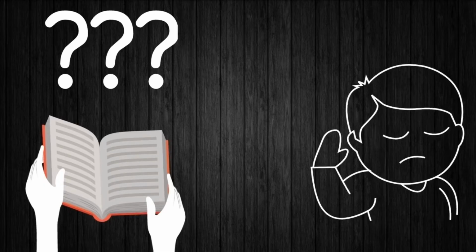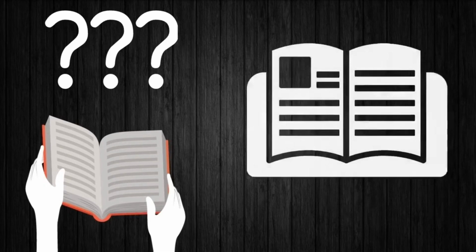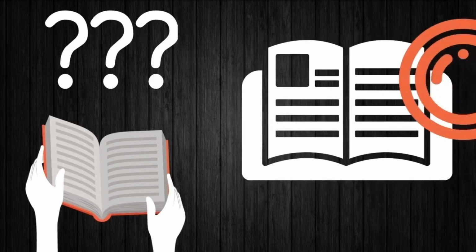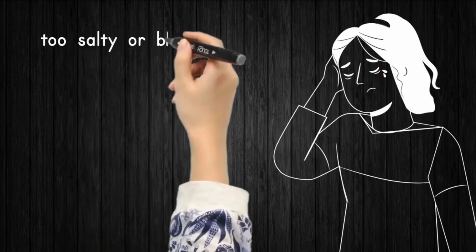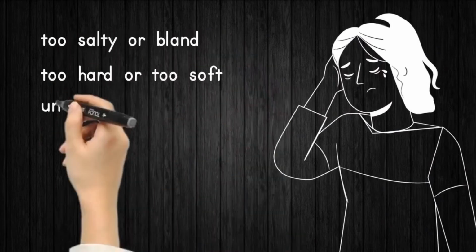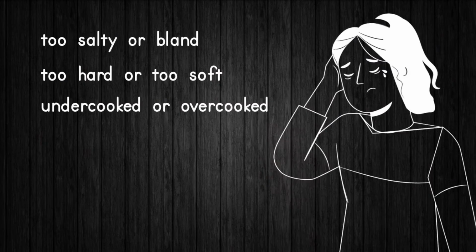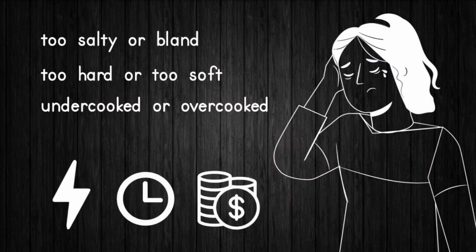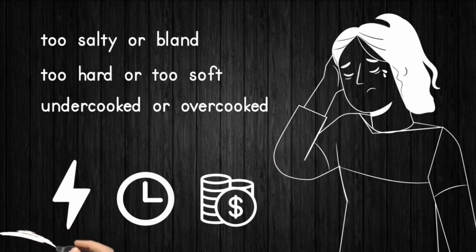Have you ever read a recipe guide from a cookbook or a website but didn't understand everything that's written? What we do is just ignore the unfamiliar words and keep reading. Sometimes, when we are familiar with the recipe, we just scan the headline and remember the important details. As a result, our cooked food is too salty or bland, too hard or too soft, and undercooked or overcooked. It's frustrating when we waste our energy, time, and money on something that we are not happy with the result.